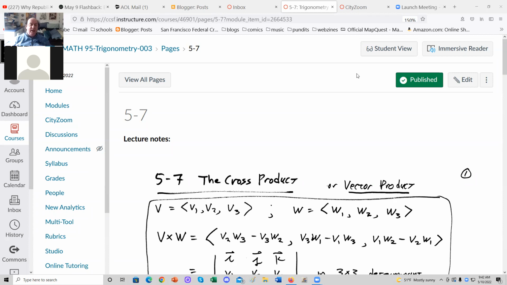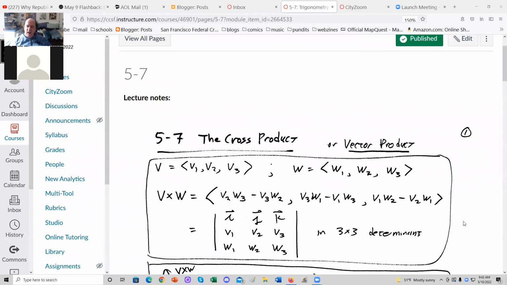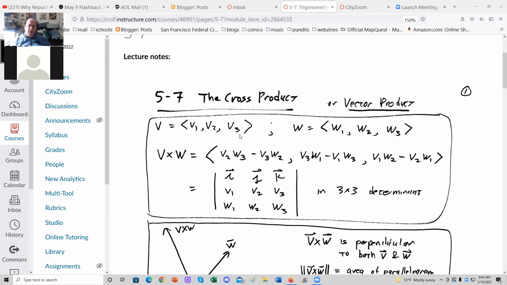Okay, cross product. This is V cross W, like here. It's strictly for three-dimensional vectors. It takes a 3D vector cross a 3D vector and yields a 3D vector. That's pretty unique. Given the components V1, V2, V3, and W1, W2, W3, there are all these differences of products. They're basically determinants: V2 W3 minus V3 W2, V3 W1 minus V1 W3, V1 W2 minus V2 W1.